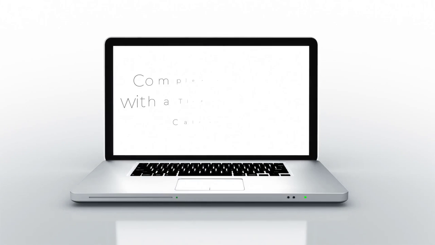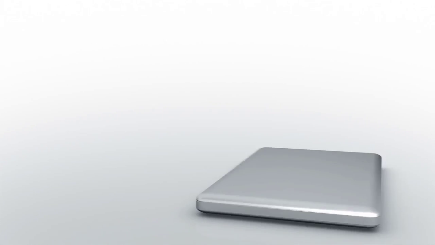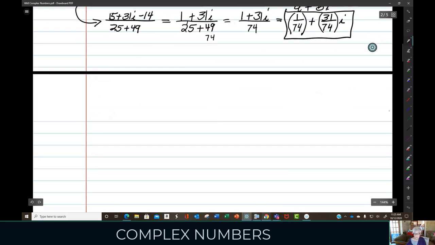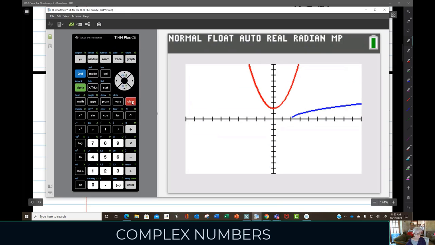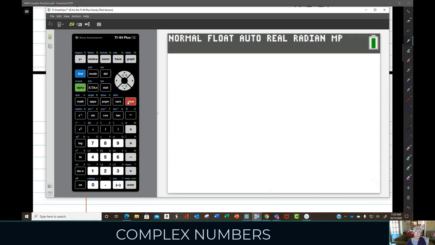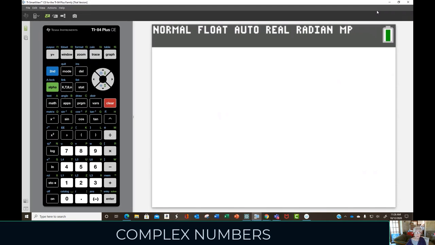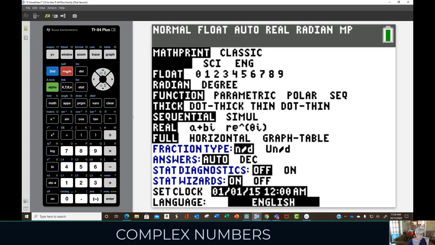Now you are very lucky that you can actually do these on your calculator, and I'm going to show you how. Okay, the first thing we have to do is turn on the calculator. It's on, but I'll pretend I'm turning it on. And then we are going to go to mode. I just click on mode right there.